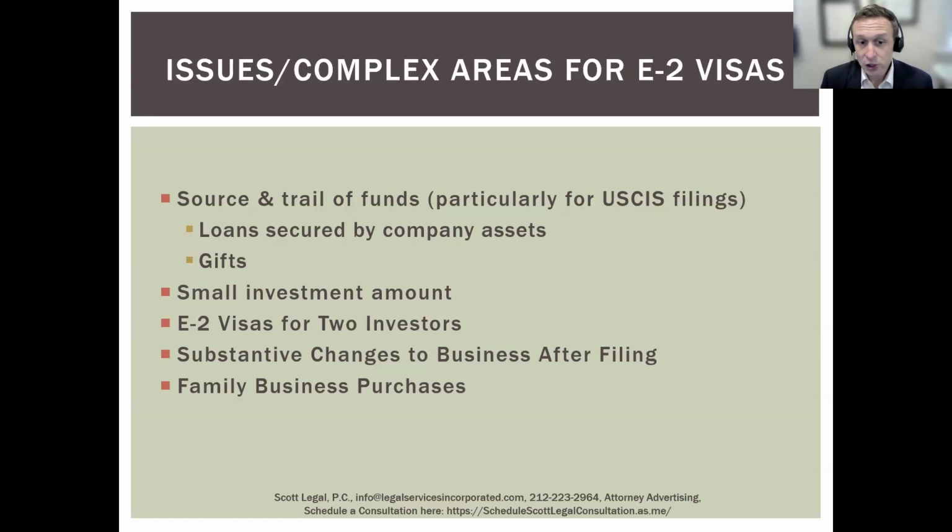Again, the source and trail of funds, USCIS is going to scrutinize that. So you want to basically have documents that track exactly what the source of the money is. Now, you can use loans, you can use gifts. Loans cannot be secured by the E-2 business, but as long as they are a loan you've received personally or a gift you've received personally, that is generally a fine source of funds.